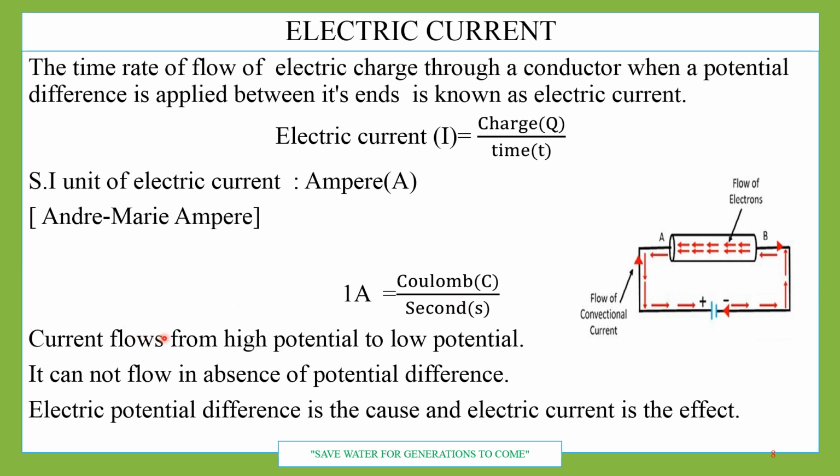Now current flows from higher potential to lower potential. We shall be studying potential in the second session. Current cannot flow in the absence of potential difference. If you are using a dead cell with zero potential, electric current will never flow through the conductor. Potential difference is the cause, and electric current is the effect. If potential difference is there, only then will electric current flow. In the absence of a battery or a cell, electric current cannot flow through a conductor.